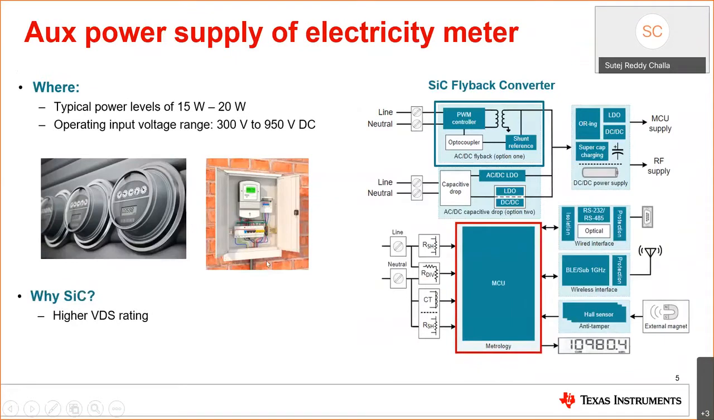And another use case for the auxiliary power supplies is electricity meters. Again, in electricity meters, a silicon carbide based flyback converter is being used more popularly these days because of the high operating input voltage range, as high as 950 volt DC, particularly in polyphase electricity meters. Again, the main motivation for using silicon carbide is higher VDS ratings.